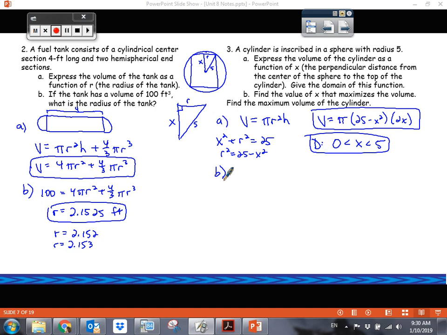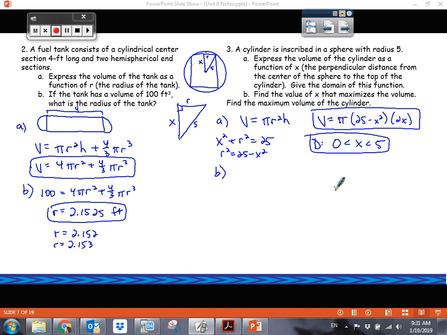Let's look at part B. Part B is asking us to find the value of x that maximizes the volume and find the maximum volume. This is going to require a calculator. This is a little bit different than the other calculator one that we did. I'm going to put this in the calculator exactly like it looks, in the y equals. So does everyone have what they need off of here?